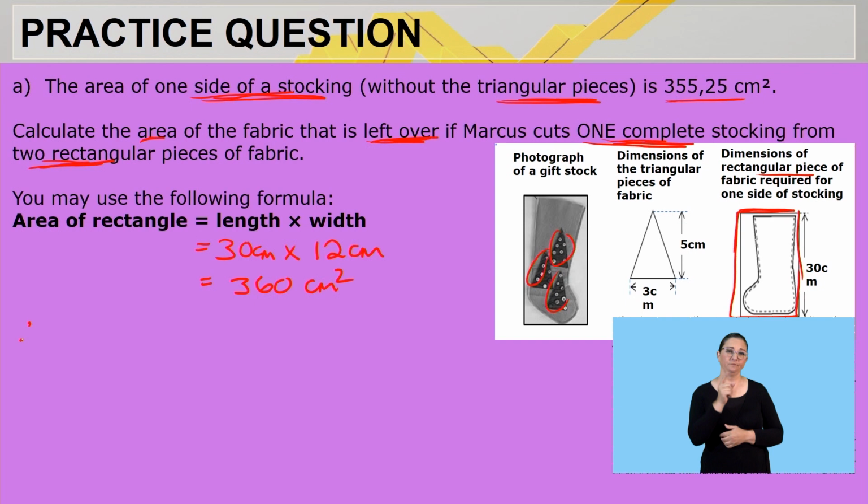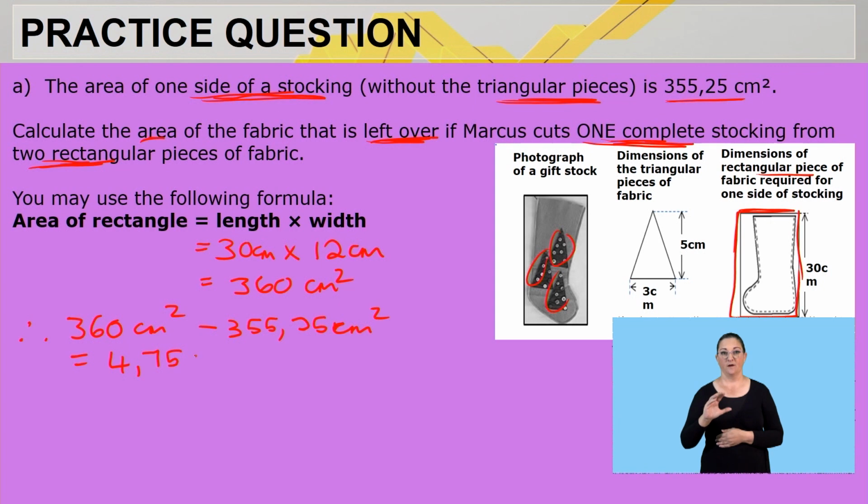So therefore, what will he say? We know that the area of this is 360 square centimeters, minus the area of one stocking, so that will be 355.25 square centimeters. So therefore, it's 360 minus 355.25 equals. That will give us a total of 4.75 square centimeters. But remember, we are saying here stockings from 2 rectangular pieces.